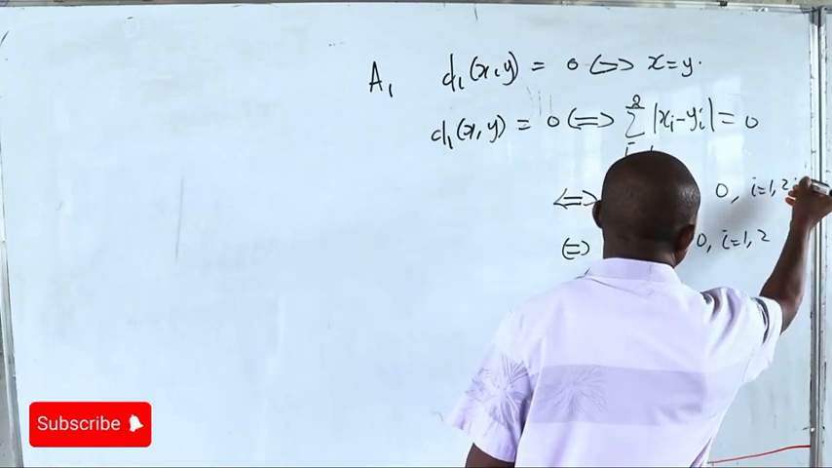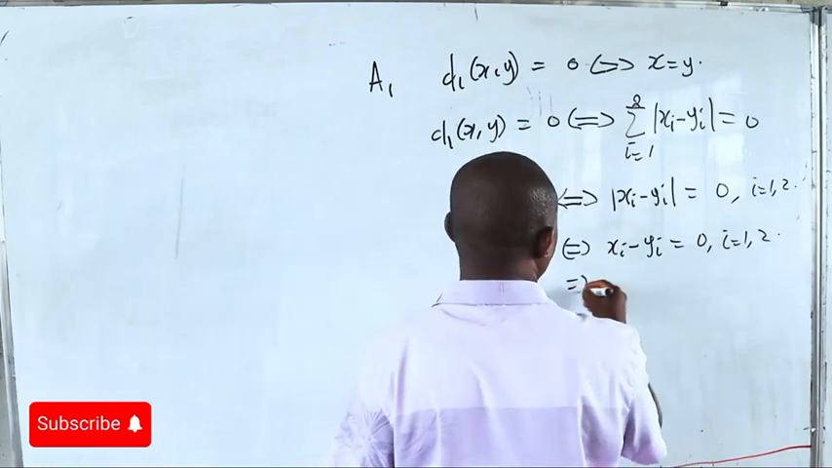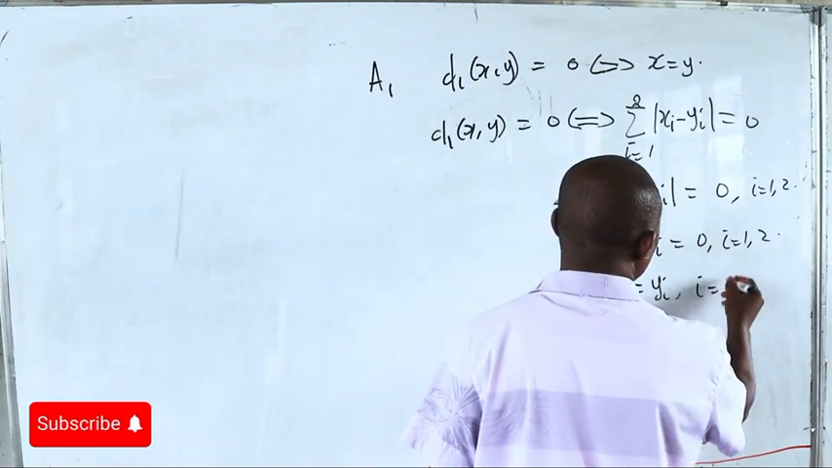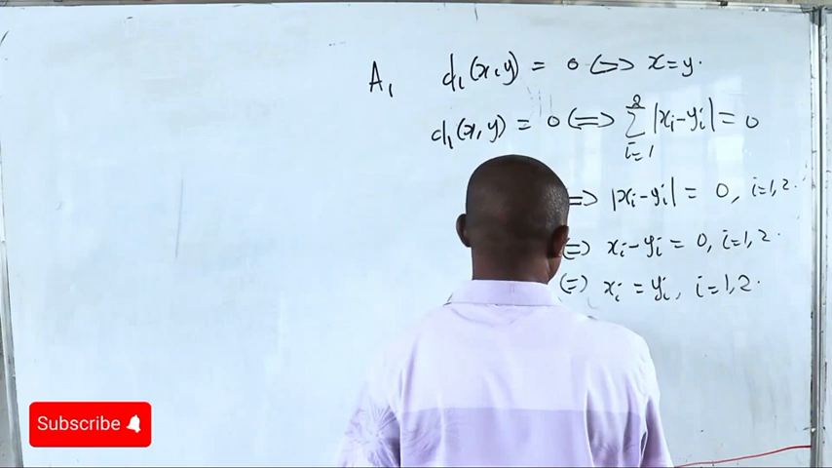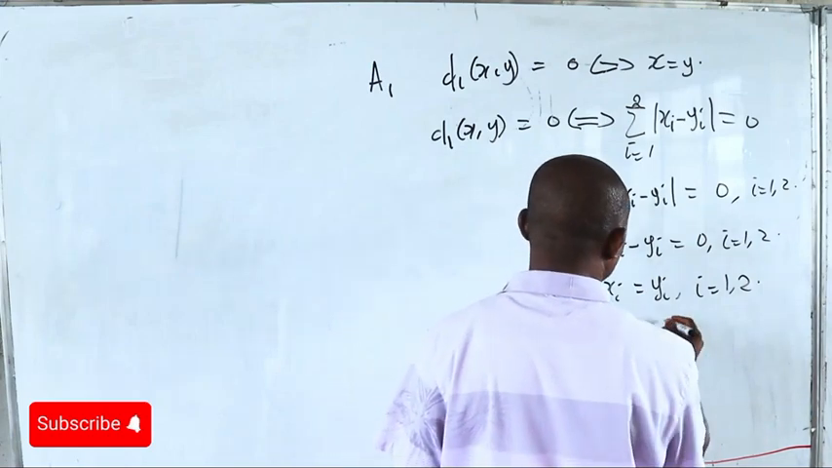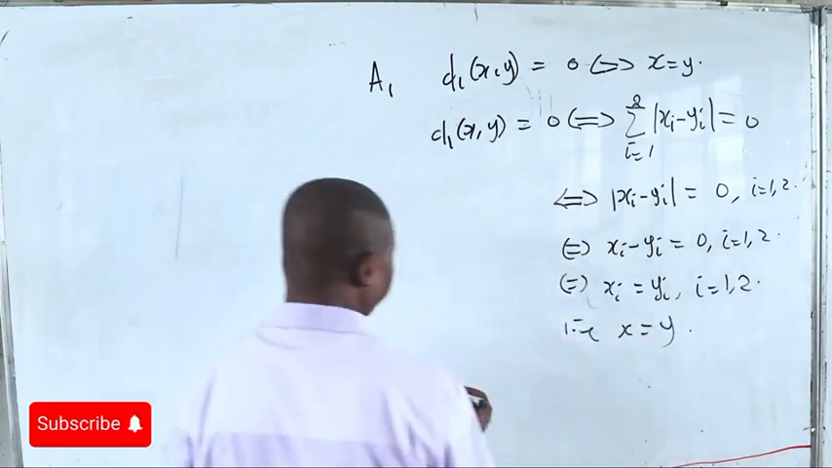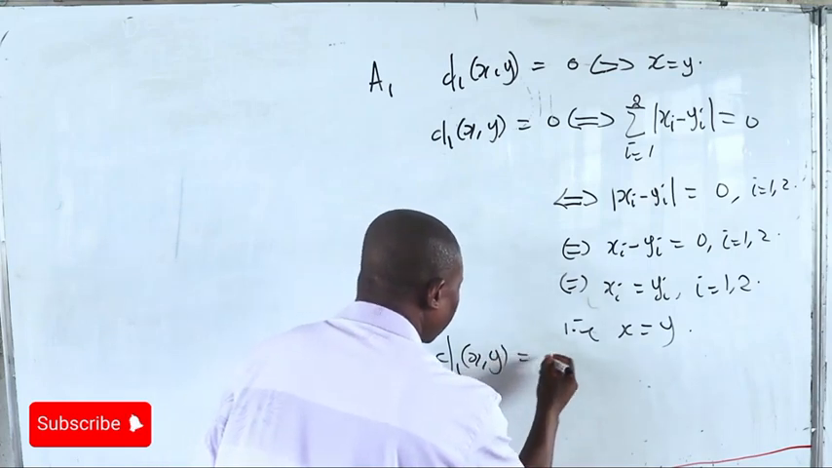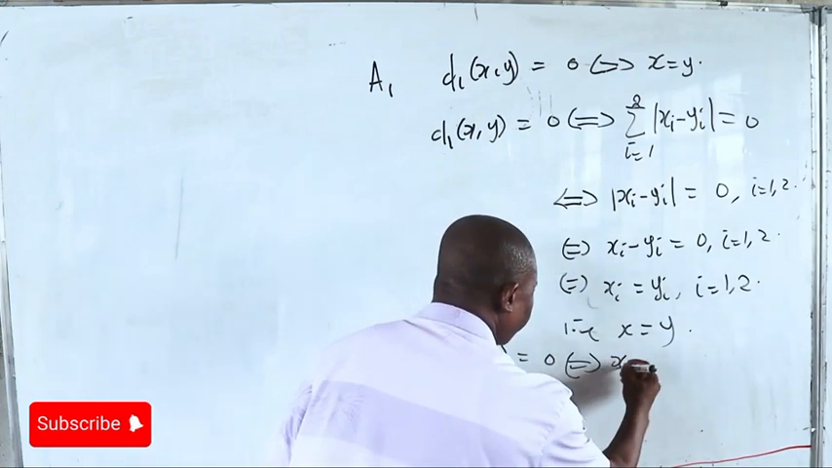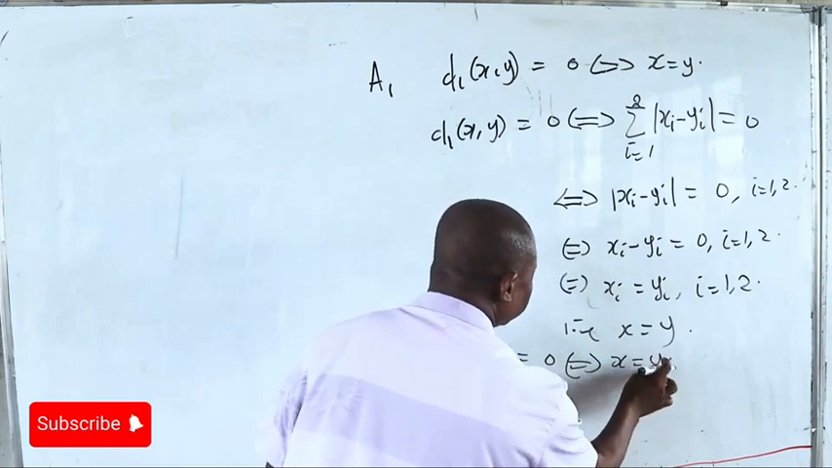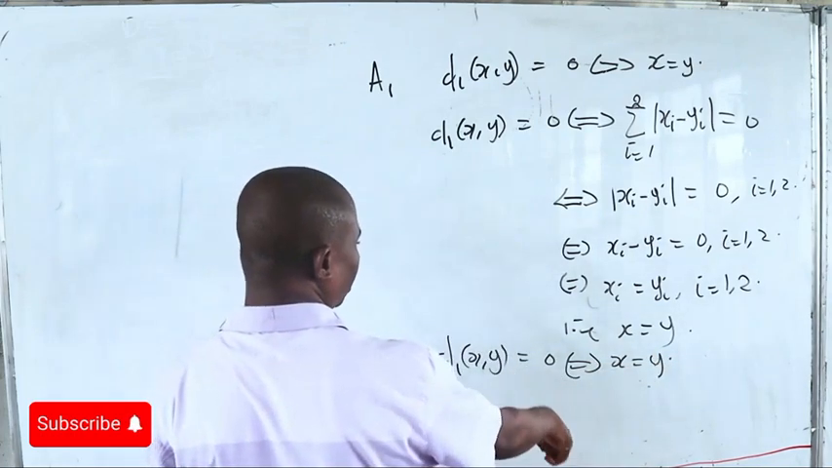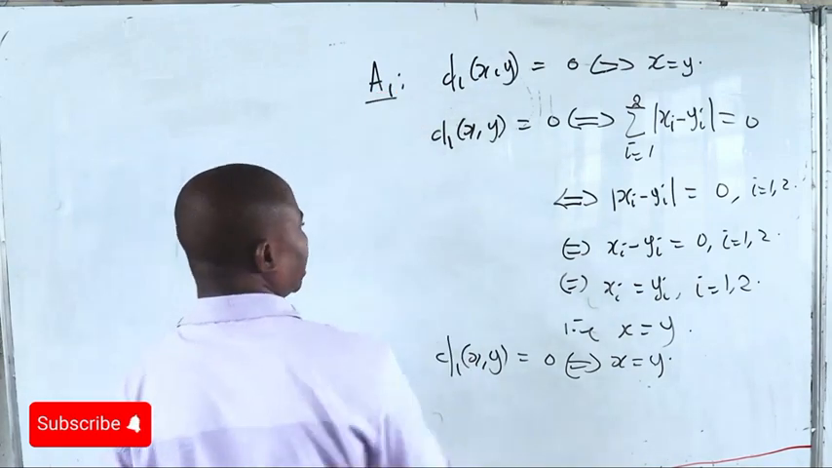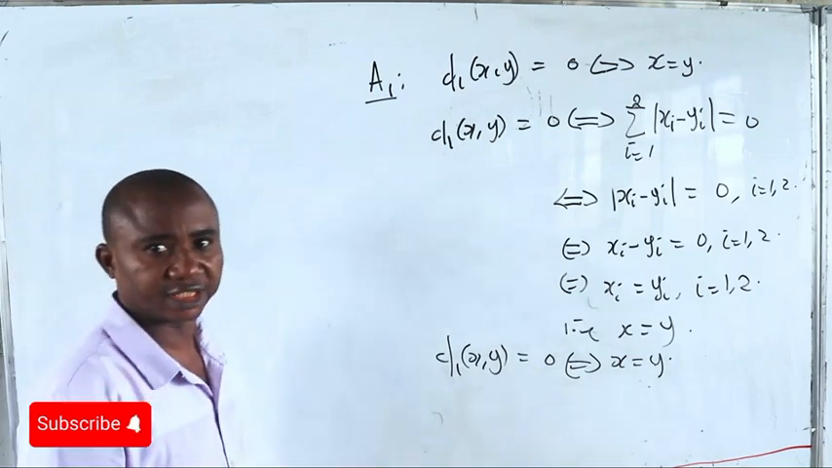i = 1, 2. And from here we get that xi is equal to yi, i = 1, 2. And that is x is equal to y. So we have shown that d1 of x comma y is 0 if and only if x is equal to y. Combining this with what we did before, we conclude that A1 is satisfied.